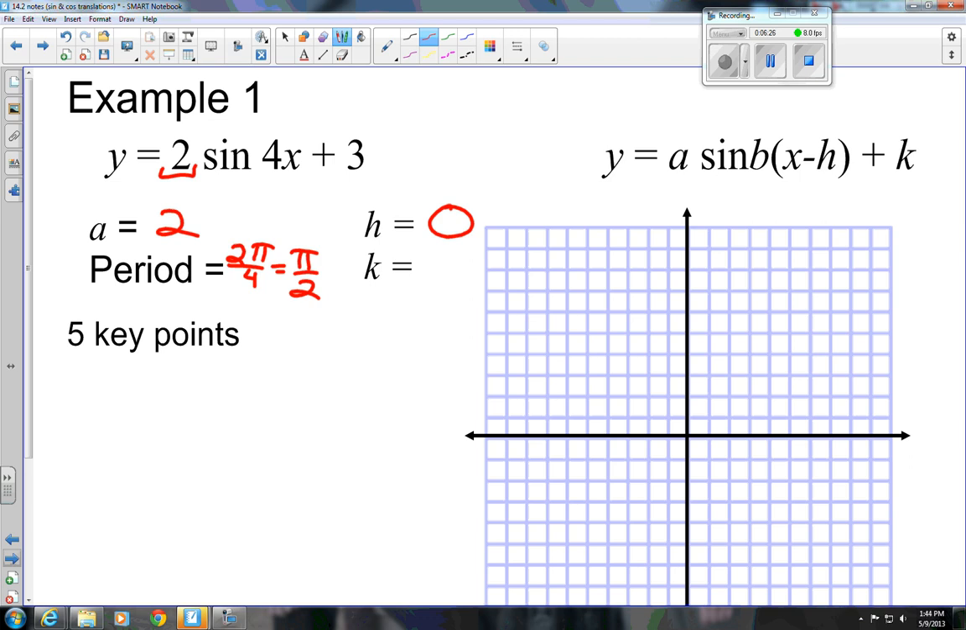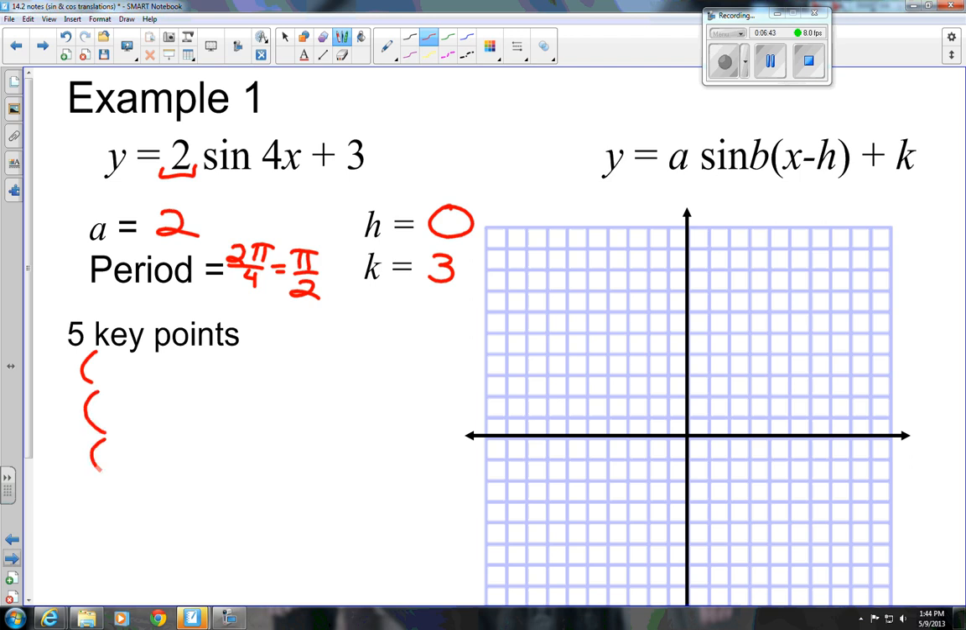But after the trig function, I have a plus 3. Remember, the k keeps its sign, so k is 3. Okay, so we've got... everybody see where those values come from?